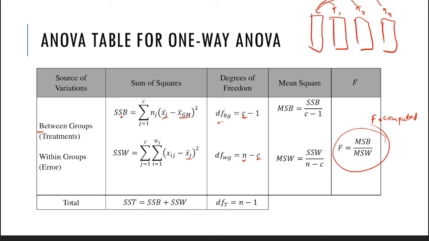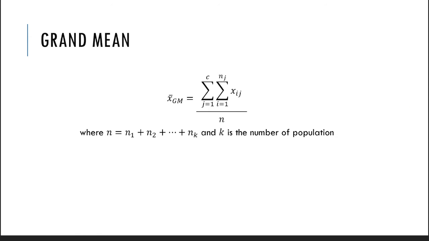In any case, those are the required values for the computation of our F computed. And so para naman dun sa ating grand mean, kasi wala dun yung formula ng grand mean natin, all we need to do for the grand mean is just get all of the values and divide the values by the sum of the n of each group, or the sample size of each group.